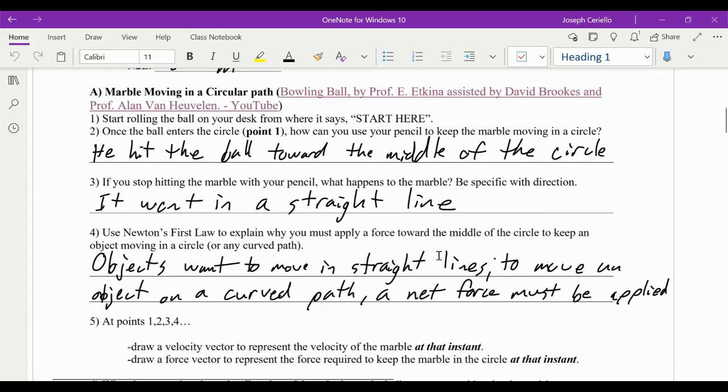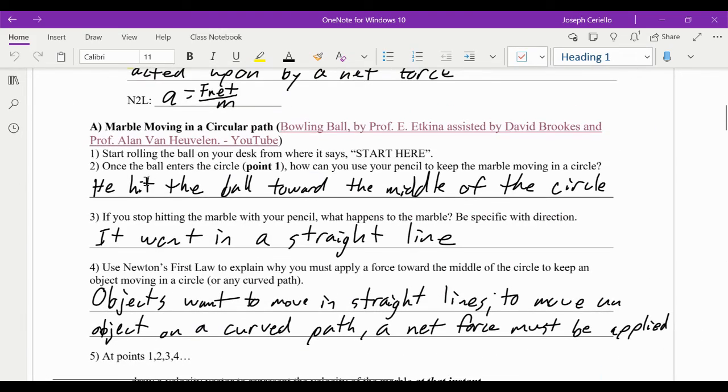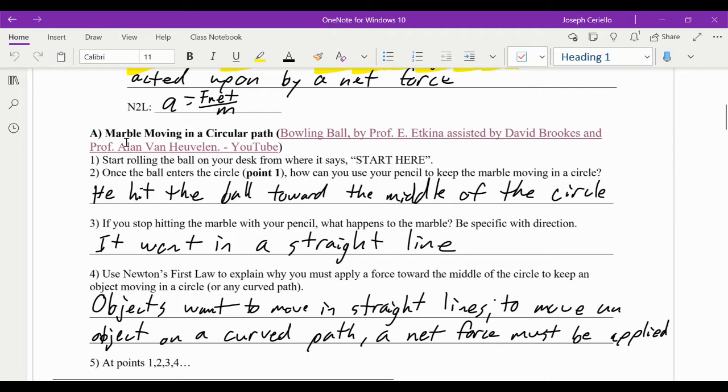Once the ball enters the circle at point one, how can you use the pencil to keep the ball moving in a circle, or in this case, the sledgehammer? And you'll notice in the video, he hit the ball toward the middle of the circle.